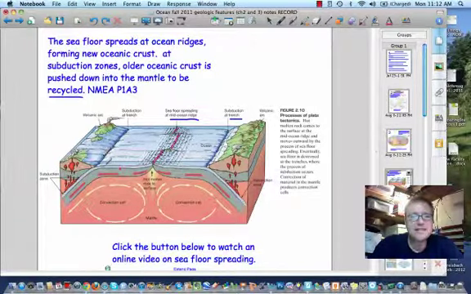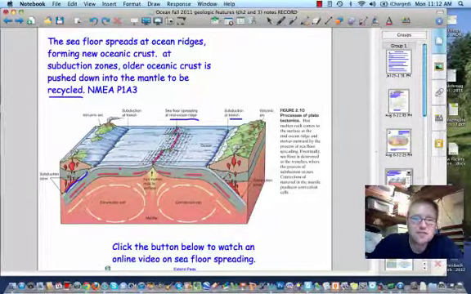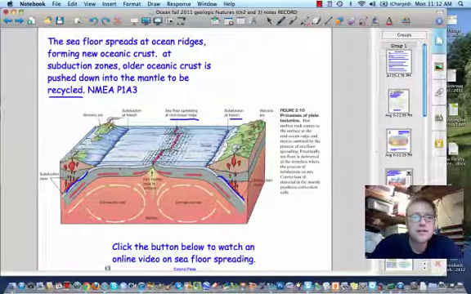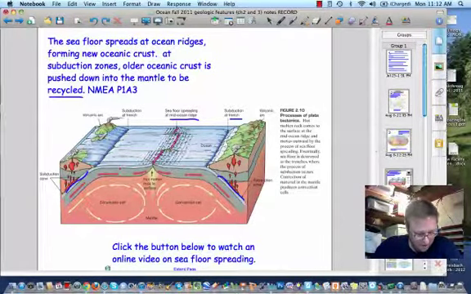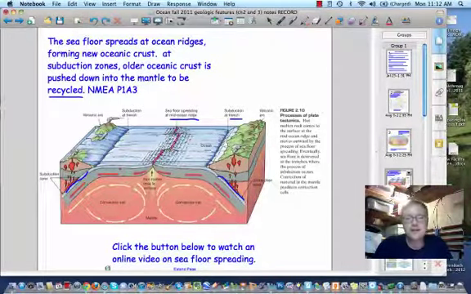One other neat thing to think about too is that as these plates are pushed underneath the one, right along here, you get lots of friction. And where there's friction, there's earthquakes. So whenever you have subduction zones and trenches, you have a lot of earthquakes. Sure enough, this is the situation that recently happened in Japan. An earthquake off the edge of Japan created earthquake damage and then tsunamis, which we'll talk about a little bit later on.